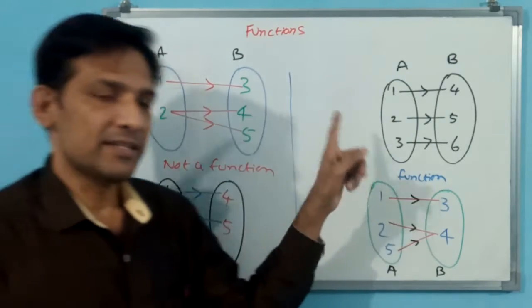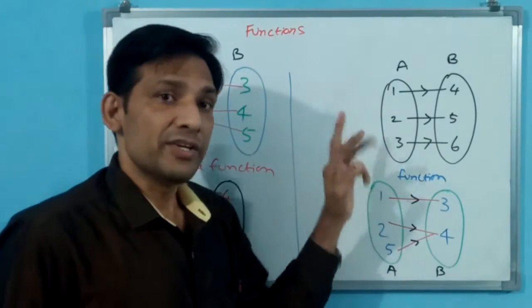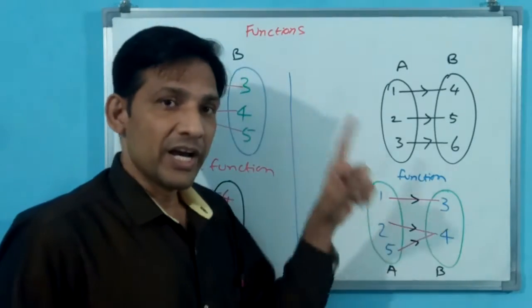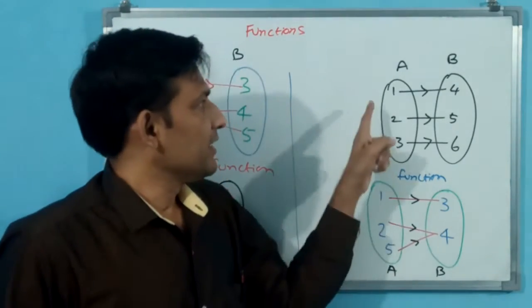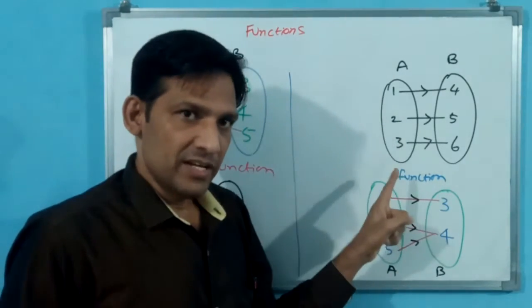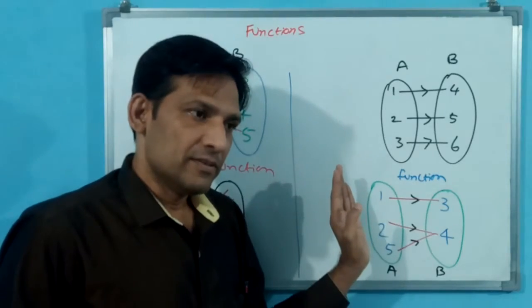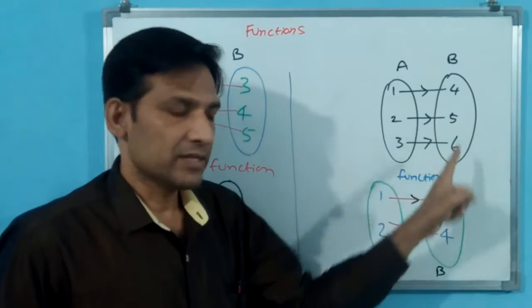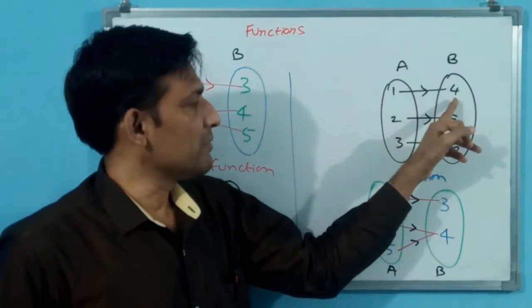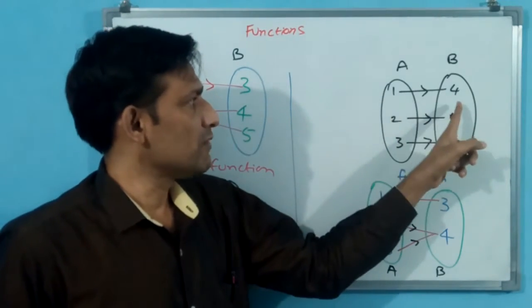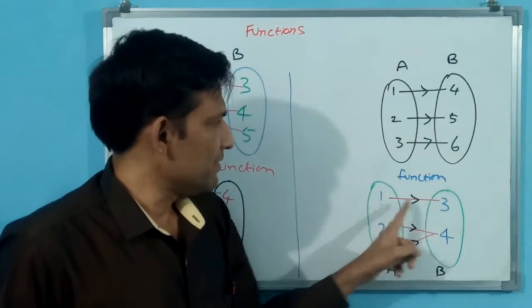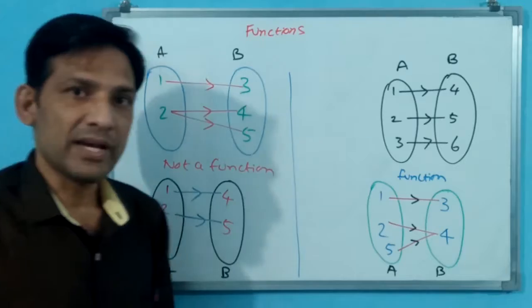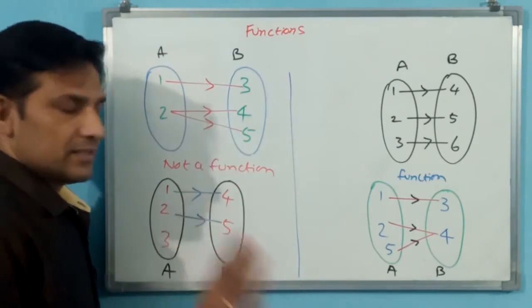See, the function definition: in a relation, first of all, the relation should be between two sets. Every element from set A should have one and only one image in set B. One is having only one image, 2 is having only one image, 5 is having only one image. That is the function.